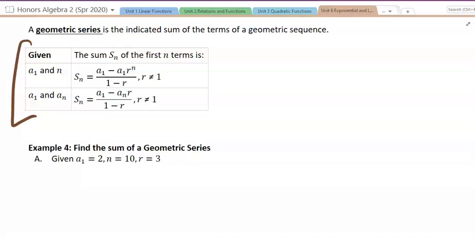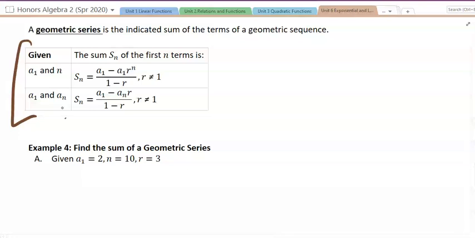And so we would take the first term minus the first term times r to the n, over 1 minus r, so long as the r is not 1. As long as our ratio is not 1, we're okay, because if the ratio's 1, then nothing changes, right? Because anything times 1 is itself. And then the other formula is available to us if we're given the first term and a certain nth term of the sequence. And so let's see what happens in these problems.